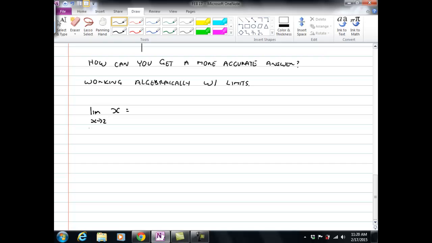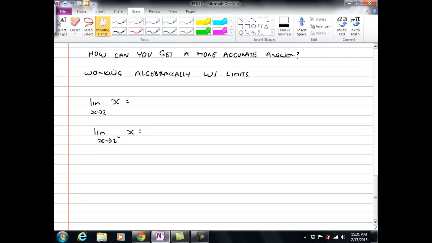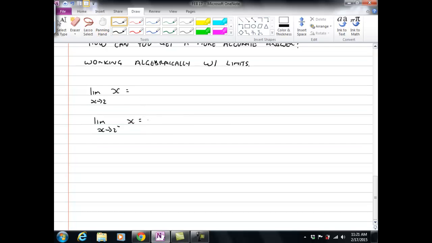Yeah, so let's do this. If I go limit as x approaches 2 from the left of x, which gives me roughly, would you agree, it's going to be roughly 2, because it's going to be 1.99. If I go limit as x approaches 2 from the right of x, you can get 2.0001. Well, I can say that's going to be roughly 2. So therefore, my limit as x approaches 2 of x equals 2.